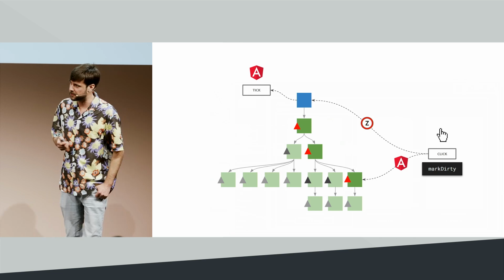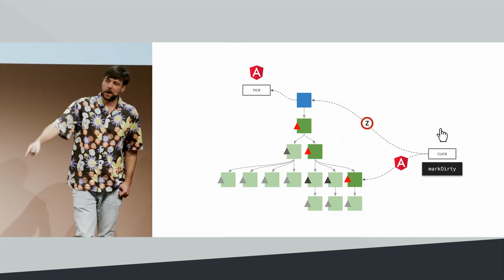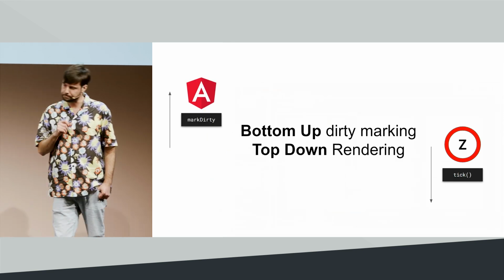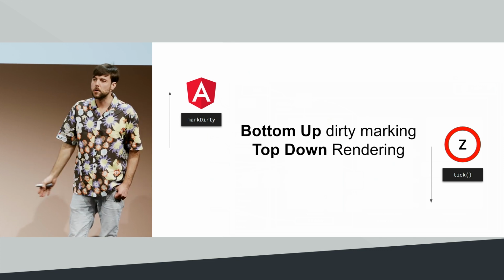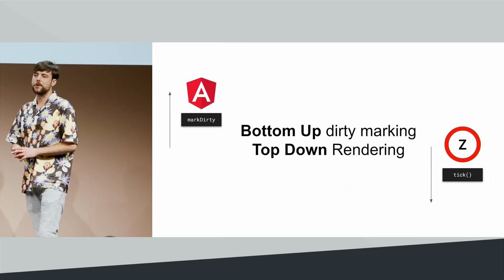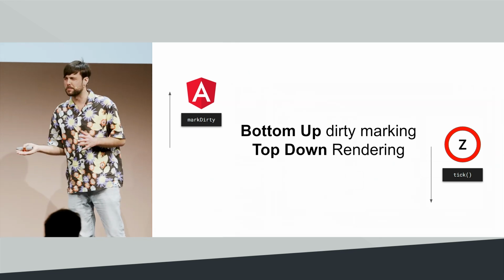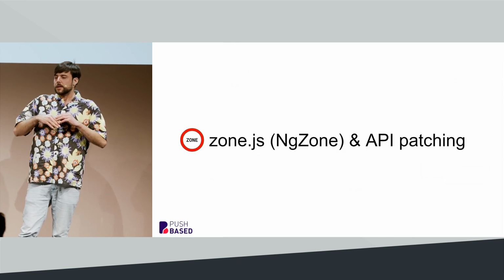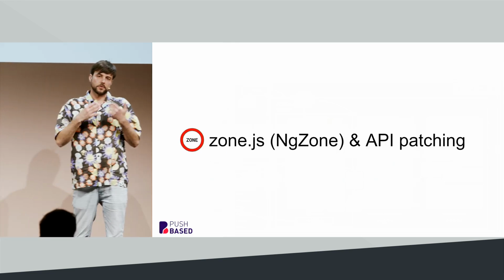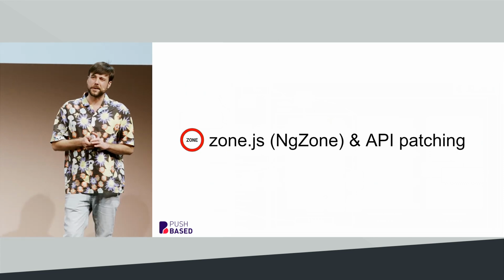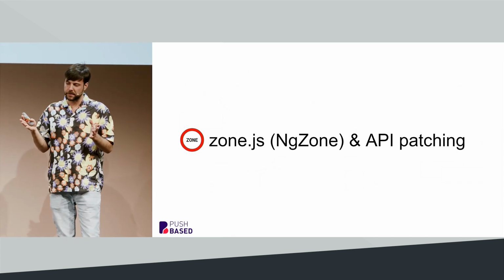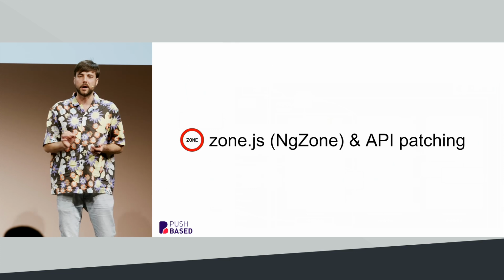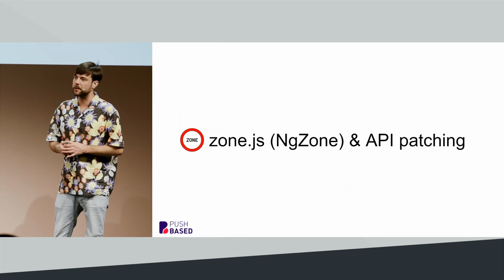But this is how rendering works. I click a button, I mark the path as dirty, Zone kicks in and re-evaluates all the template bindings. I click the button, bottom-up dirty marking, top-down rendering. And this bottom-up, top-down approach is very, very inefficient. Why is it so inefficient? Because it relies on Zone.js, and Zone.js had all these different API patches and all these interferences, and it basically makes it impossible for us to update a very specific part of our application without re-rendering the rest.